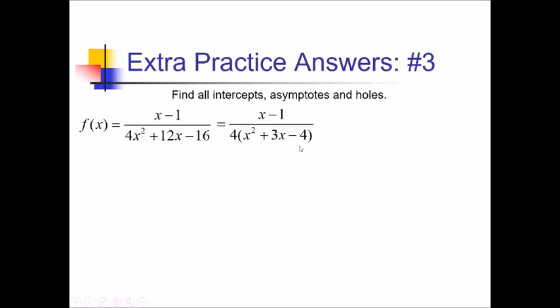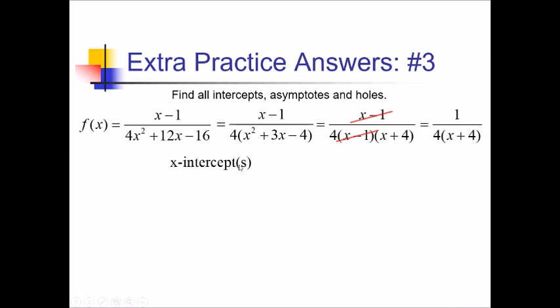And then we can factor this a little bit further, numbers that multiply to negative 4 and add up to 3. That would be negative 1 and positive 4. So we see that we actually do have a common factor of x minus 1 that we can cancel, and that leaves us with just 1 over 4 times (x plus 4). All right, so let's go through now and analyze this and figure out all these different attributes.